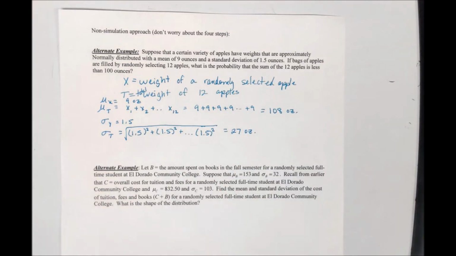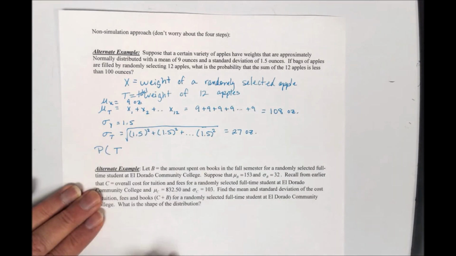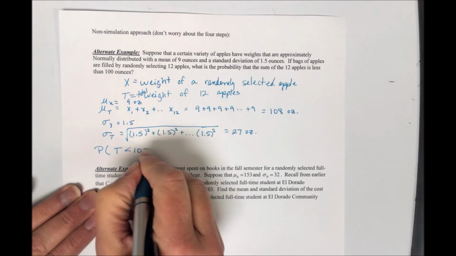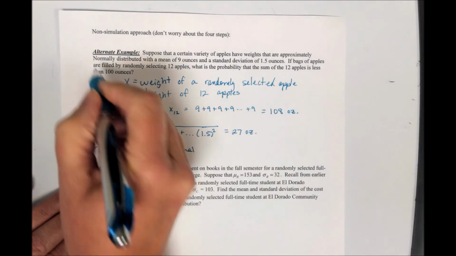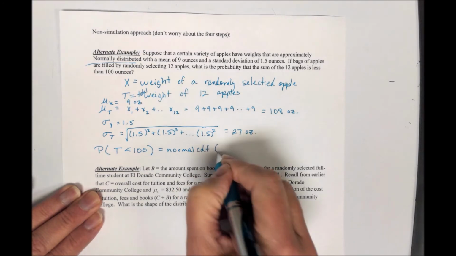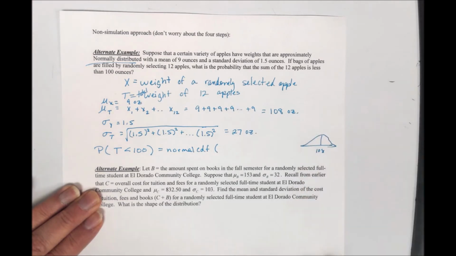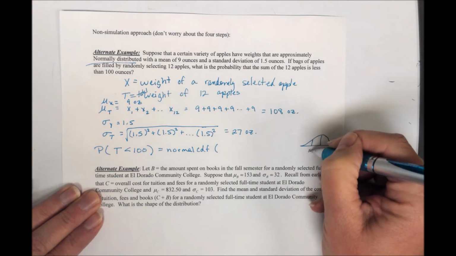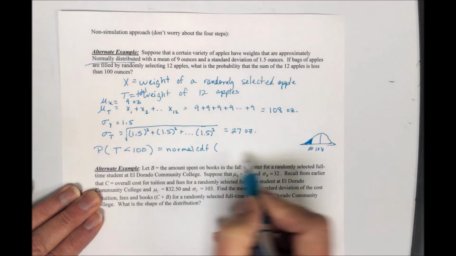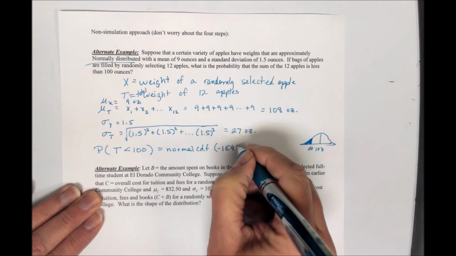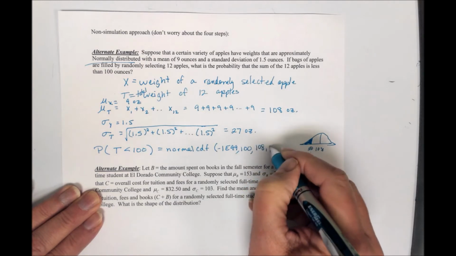So the reason I have to do all this is because I want to answer the question, what's the probability that the sum, which is t, is less than 100 ounces? So again, I can do my normal CDF because it told me it was normally distributed up there. And again, I'm doing less than 100. So again, if the mean is 108, 100 is somewhere down there. So this is what I'm finding. If I did a sketch, that's what I'm actually finding. So my lower bound is a really small number. That's what I put in the calculator. My upper bound is the 100. The mean and standard deviation we just calculated.